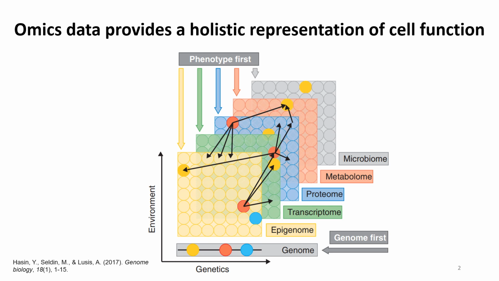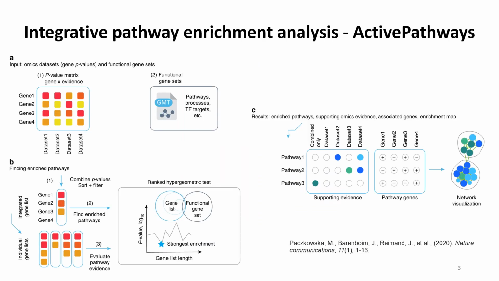All of these different datasets provide distinct yet complementary information about cell function. They don't work individually or independently, but they rather communicate with one another and influence each other in various ways. Thus, it's crucial to jointly analyze these datasets to obtain a holistic understanding of cell biology.